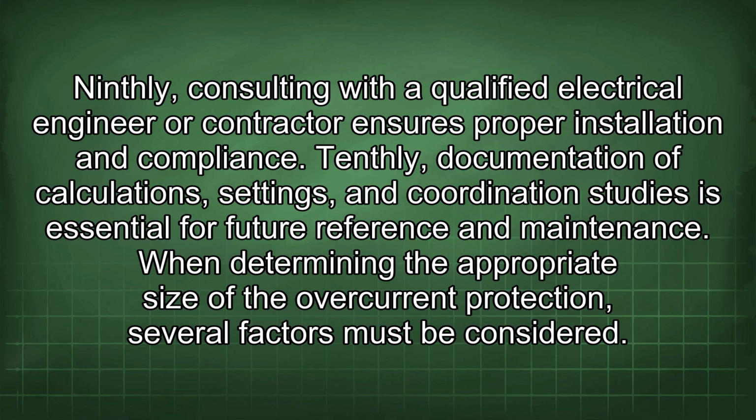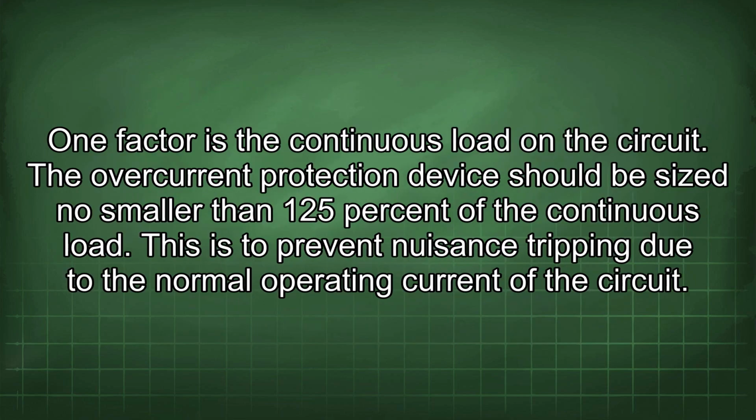When determining the appropriate size of the overcurrent protection, several factors must be considered. One factor is the continuous load on the circuit. The overcurrent protection device should be sized no smaller than 125% of the continuous load. This is to prevent nuisance tripping due to the normal operating current of the circuit.